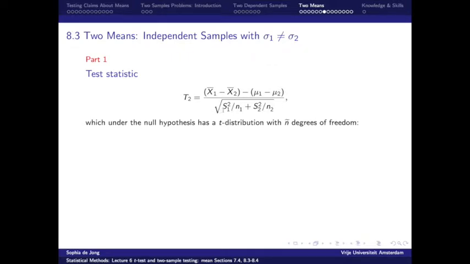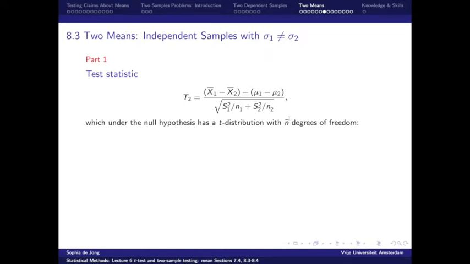Instead of the pooled sample variance, sp squared here and sp squared there, we now just sum the sample variance of the first sample divided by n1 and the variance of the second sample divided by n2. When the samples originate from a normal distribution, or when n1 and n2 are large enough, that is greater than 30, then this test statistic has a t-distribution under the null hypothesis. And this t-distribution has n tilde degrees of freedom.